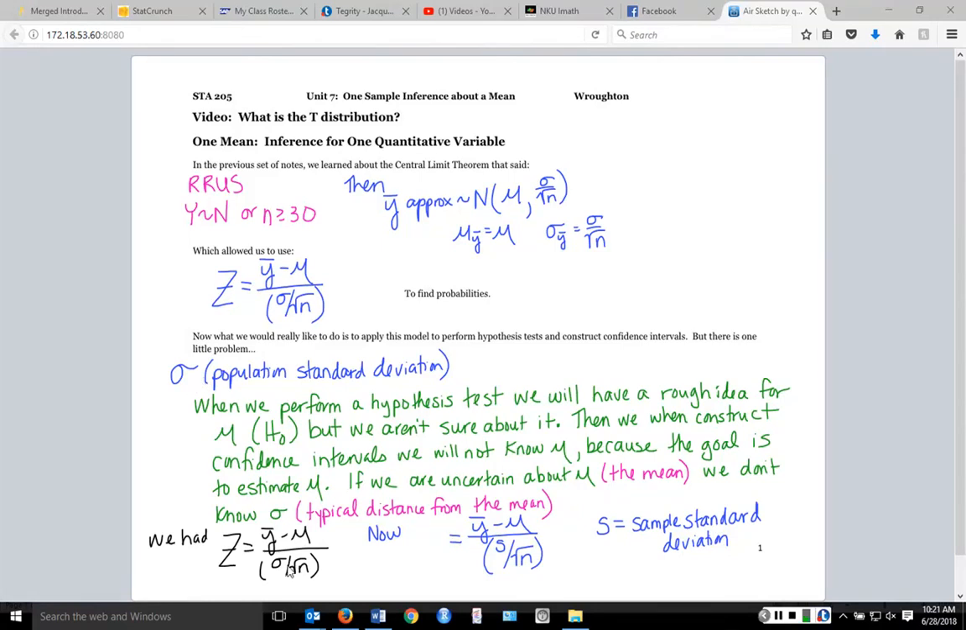So right now, hopefully it seems like a pretty reasonable replacement, that I'm going to take this population standard deviation that I don't know, and replace it with a standard deviation that I do know, just my sample one based upon my data. Seems reasonable. However, as soon as I do that, I don't have this Z anymore. I have what's called a T. So that leads us to the question, well, what's T? So let's talk about T next.